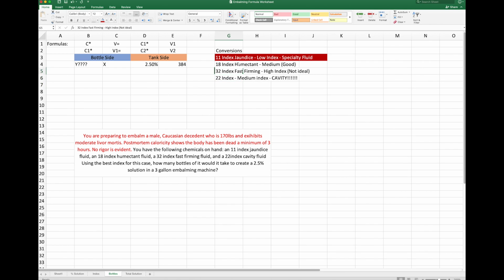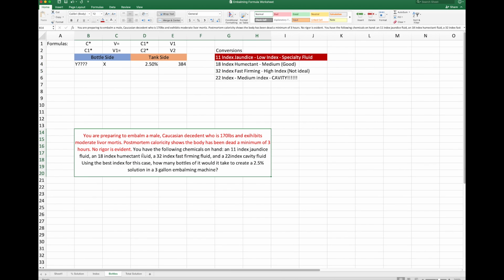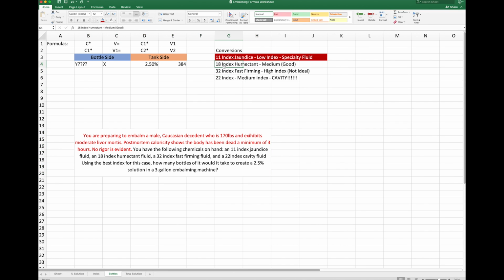So we have to limit our discussion to the 3 that work. We know the jaundice fluid is out automatically, waste of time, don't even think about it. Do we use the 18 or the 32? And there is nothing in the question to show us that the fast firming is a necessity here. That might change if we say something along the lines of, oh, well, the body's been dead at least 30 hours and has gone through the period of rigor and shows some light signs of decomposition. Yeah, now you can go in guns blazing because the 18 index humectant is probably a bad idea because you have signs of decomposition. But everything tells us that this is likely the ideal solution to be using. So we're going to work off of that.